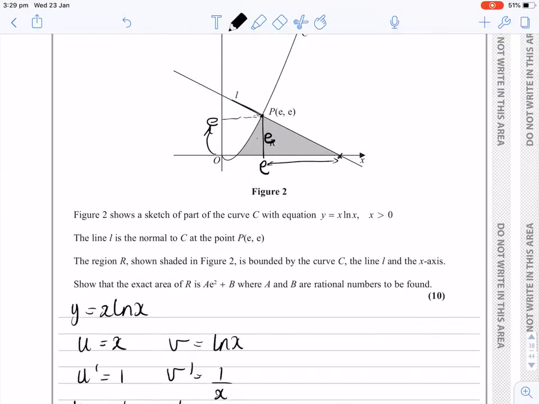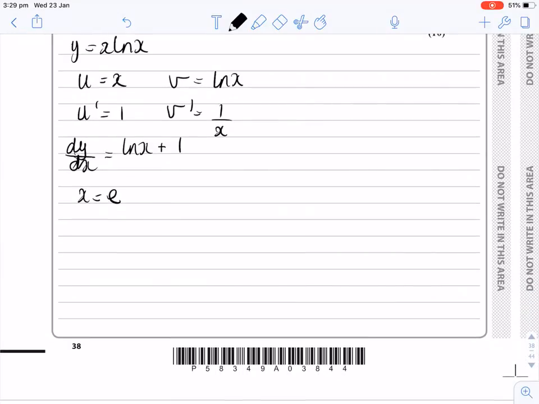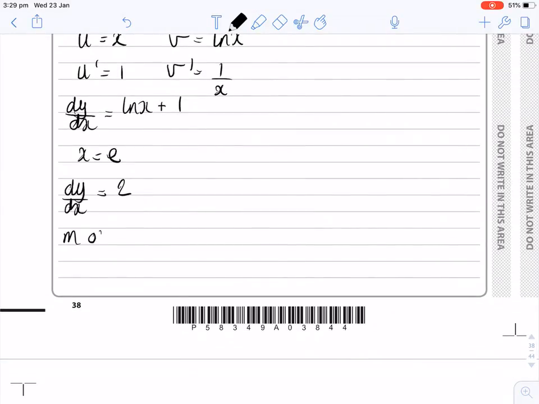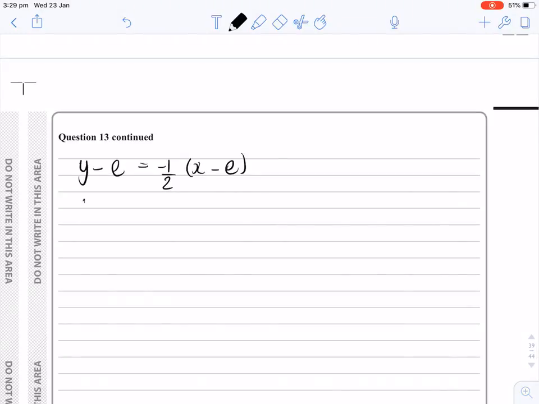So at the point P, we know that x is equal to e, so dy/dx is equal to ln e, which is 1, add 1, which is 2. And so therefore the gradient of L, the perpendicular, is going to be the negative reciprocal, minus a half. And we know it passes through the point P, which is (e, e). That means that the equation for L is y minus the y-coordinate is equal to minus a half for the gradient times x, take away the x-coordinate. Simplifying this, we've got y is equal to minus x over 2 plus a half e plus 1e, so we've got plus 3e over 2.